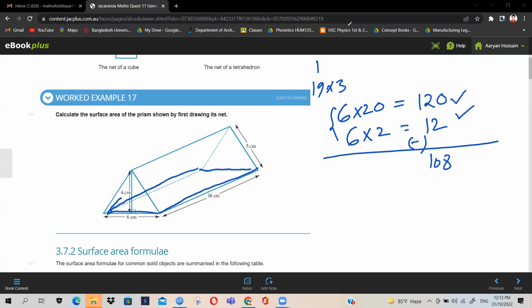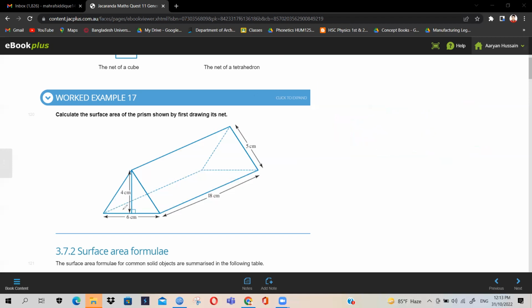So the base rectangle's area can be gotten like this. And what will be the area for this rectangle? At least 7. Why are you saying at least 7? Am I wrong? Yes, at least 7, it will be greater than 7. It's 90 though. 90, right? But we will get two 90s, because one is here and one is at the back.